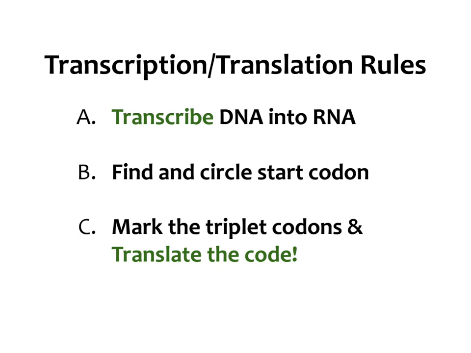You're going to transcribe the DNA into an mRNA sequence. In that sequence, you're going to find and circle the start codon, and following that, you're going to mark each of the triplet codons, and finally use the codon wheel to translate the code into an amino acid sequence.